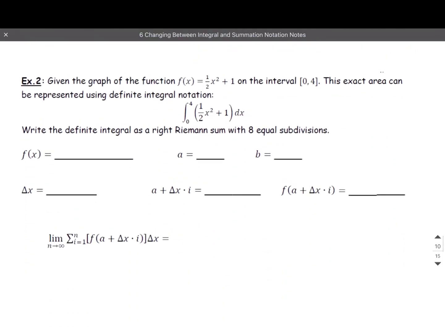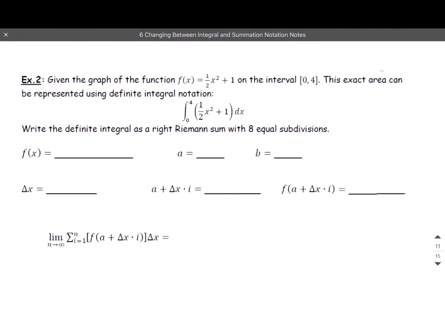Let's try one. Okay, so we're going to be given this graph. f of x is 1/2 x squared plus 1 on the closed interval from 0 to 4. We're going to find the exact area, which can be expressed using the definite integral. So we have the definite integral from 0 to 4. That means my a is 0 and my b is 4, of 1/2 x squared plus 1, that's my function, dx.